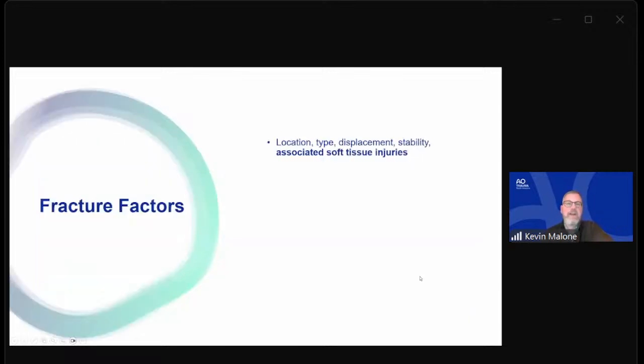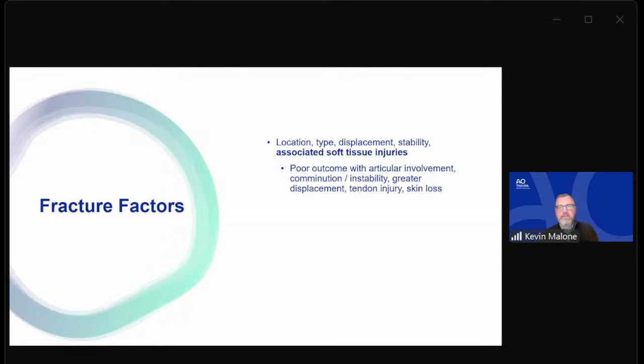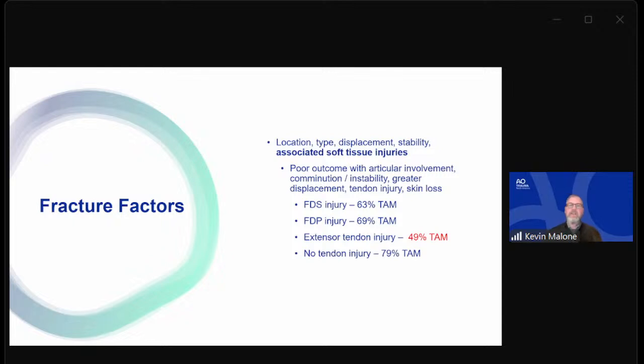In terms of fracture factors, the location, the type, degree of displacement, stability, but as has been mentioned previously, the associated soft tissue injuries. We know that there is poor outcome with articular involvement, comminution, and then more significant displacement resulting in periosteal injuries, tendon injuries, and skin loss. And in regards to tendon injury, extensor tendon injury associated with phalanx fracture has a much greater impact on recovery of active motion than flexor tendon injuries do.